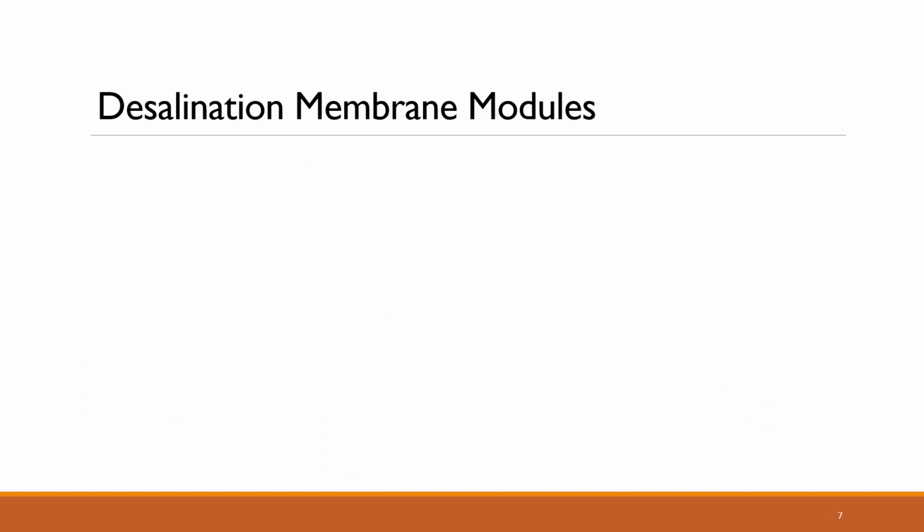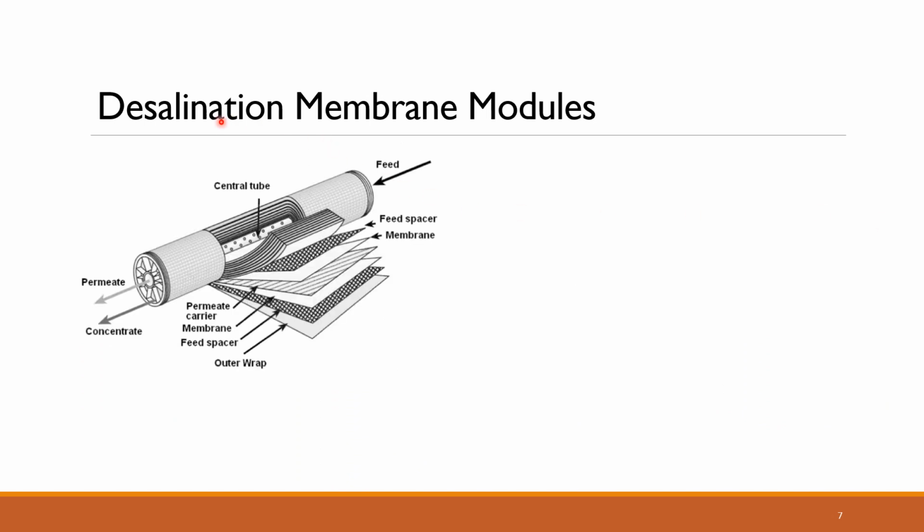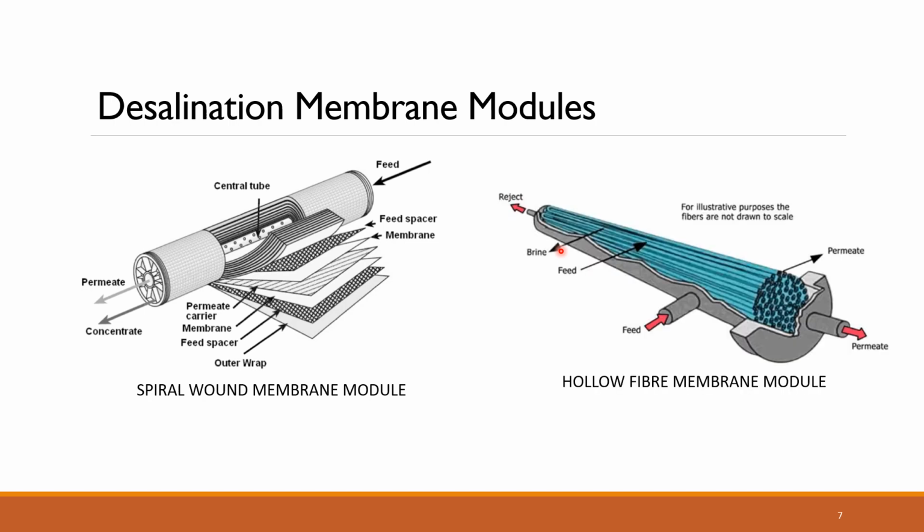So this we've already studied in detail, the reverse osmosis membrane modules. You know that desalination by reverse osmosis makes use of two types of membrane modules. The first one is the spiral wound membrane module, which is the most common type, and the second one is the hollow fiber membrane module. We've already studied this in detail in the previous lecture.